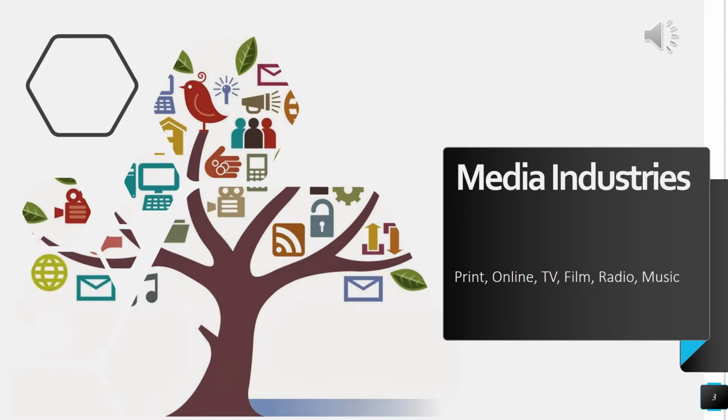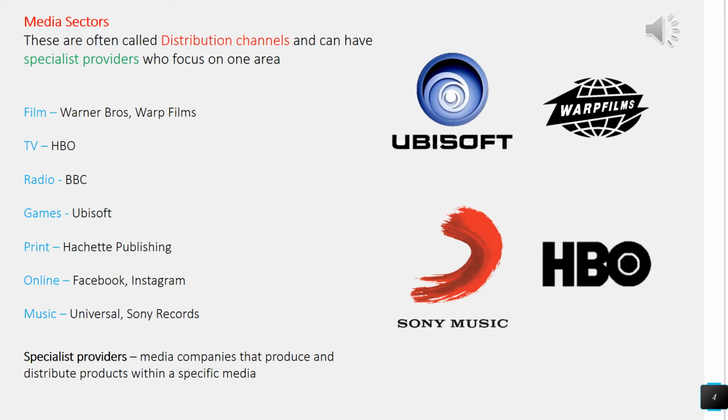So we're looking at print, online, TV, film, radio and music. The main thing to be aware of is that the exam board likes to use different words to talk about the same thing. Sometimes they might be called media sectors, sometimes they're called distribution channels, sometimes they might be called specialist providers. So it all depends what they are using on the exam.